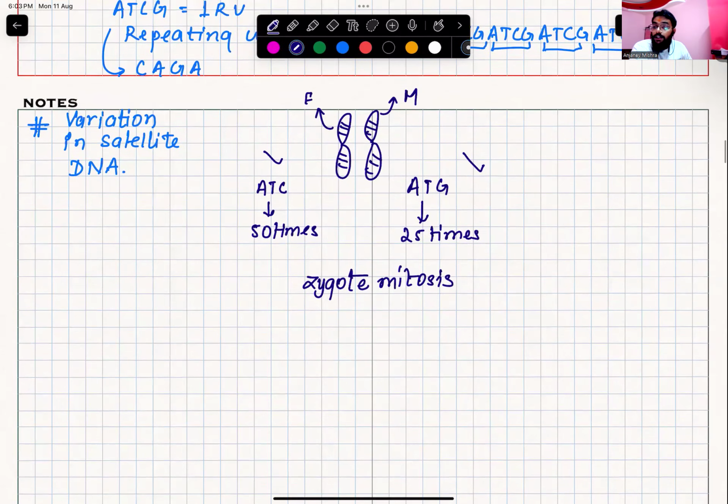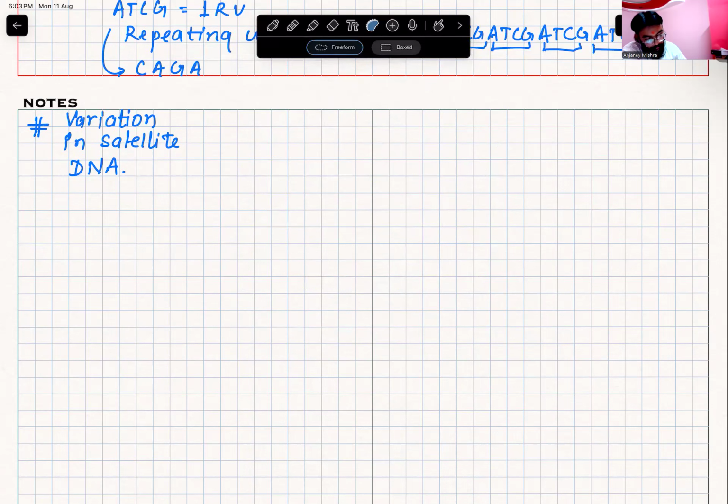Now, coming back to the variation in satellite DNA, what was I discussing? What is this variation? And why is it there more in the satellite DNA and less in the coding DNA? Let's talk about that. You're not choosing coding DNA, you're choosing satellite DNA for studying DNA fingerprinting. So there should be some logic behind it, right? So what is the logic? Let's look at the logic.